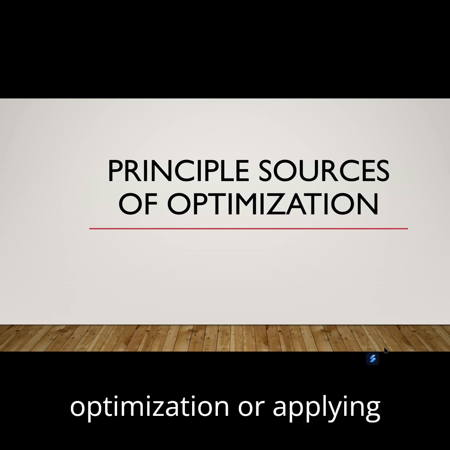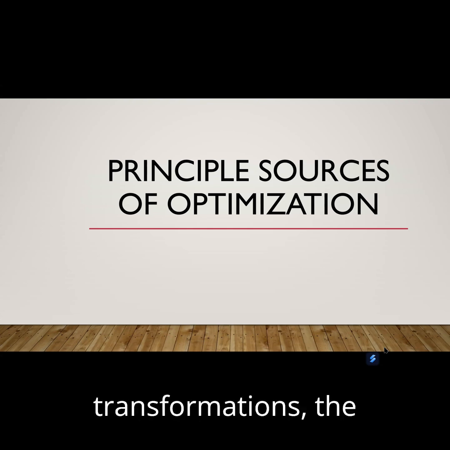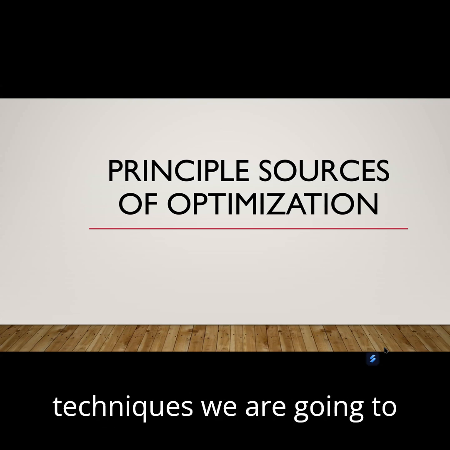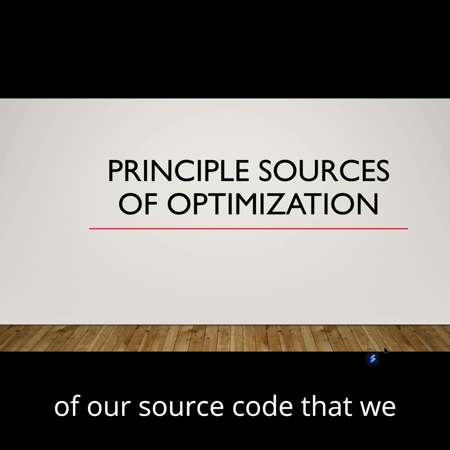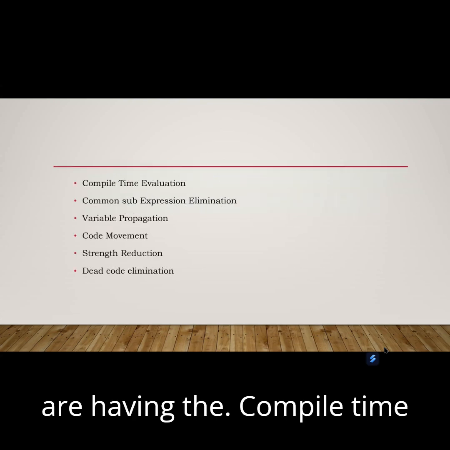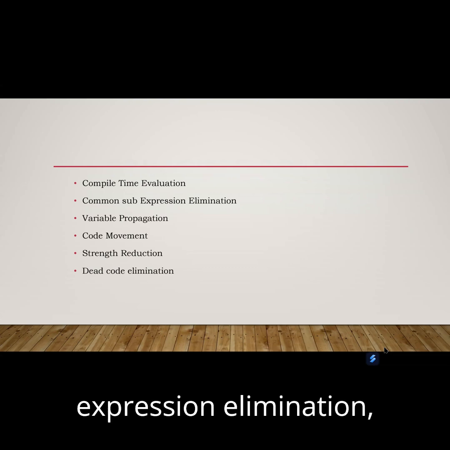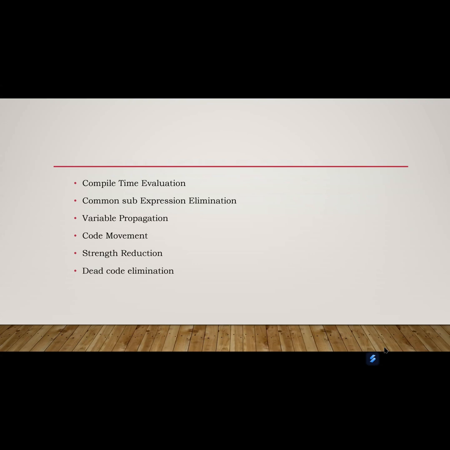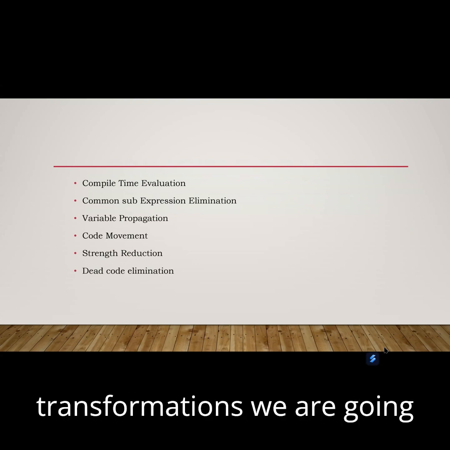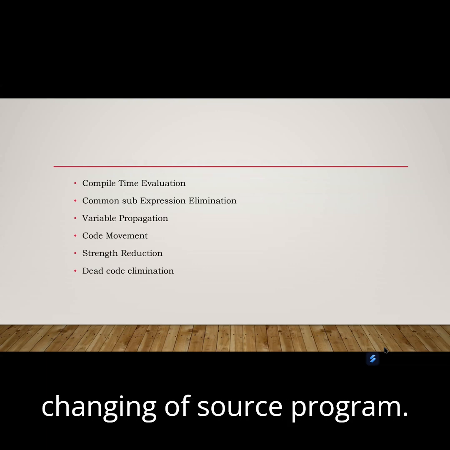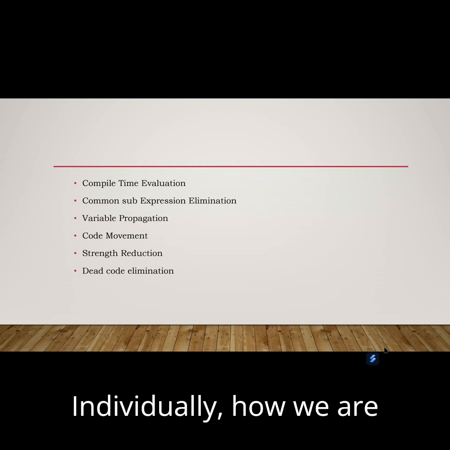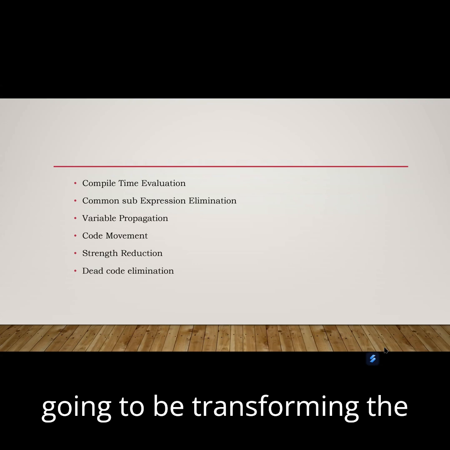While applying the optimizing transformations, the semantics of the source code should not be changed. So here we have the different types of optimization techniques we're going to use for changing our source code. In that we have compile time execution, common sub expression elimination, variable propagation, code movement, strength reduction, dead code elimination. These are the different optimizing transformations we're going to use for changing the source program. Now we will see individually how we're going to transform the source code.